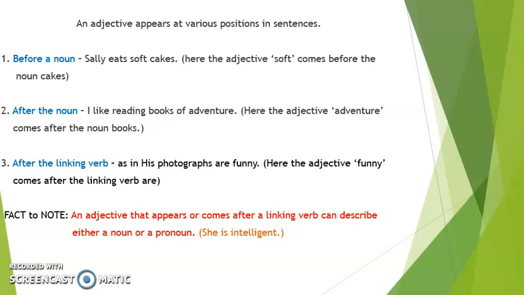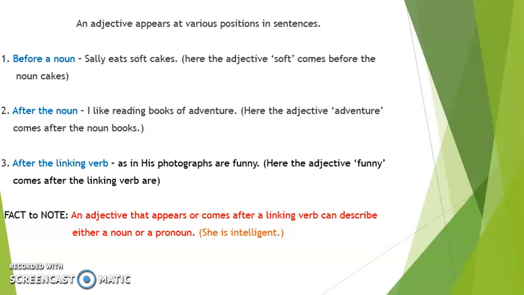So I told you there are various positions where you can place adjectives. One, it can be placed before a noun. Then it can be placed after the noun, and it can also come after the linking verb. And now what is a linking verb? Any forms of be. The verbs that are formed from be: is, was, are, were. All these are called linking verbs.